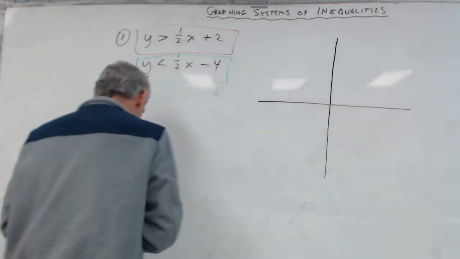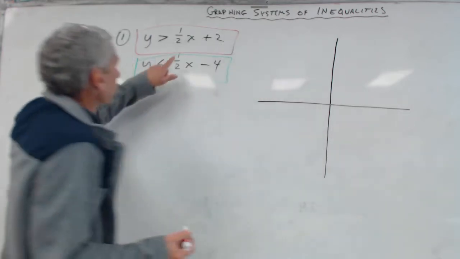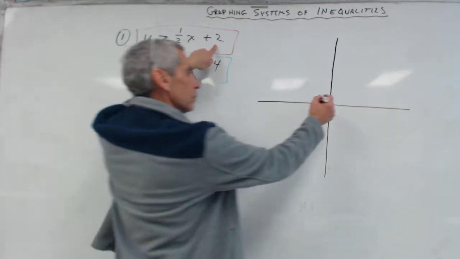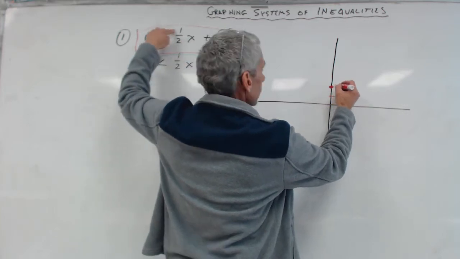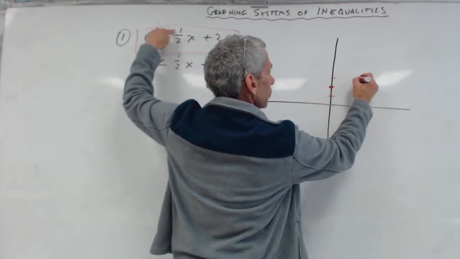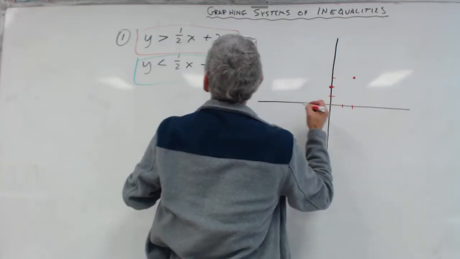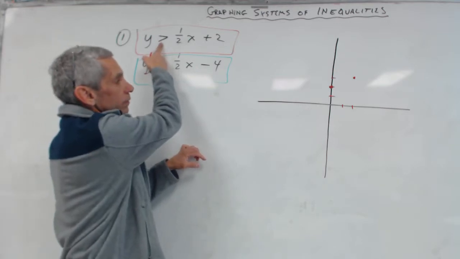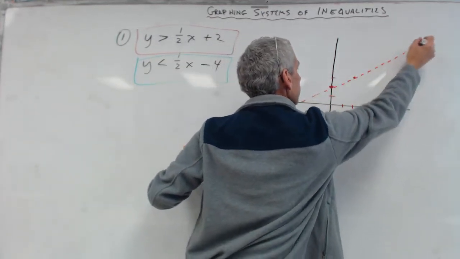Let's see what happens when they're parallel. Okay, for the red one, what do I do? Up 2, over 1, 2, put a dot. Rise 1, run 2, somewhere around there, right? And then is it solid or dashed? Dashed. So I'm going to do a dashed line like this.